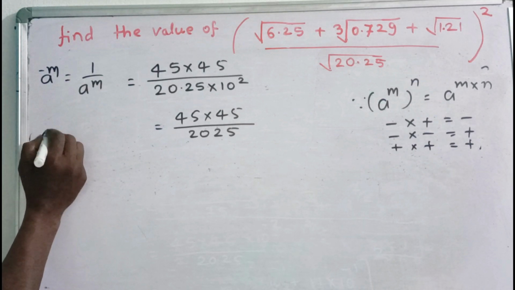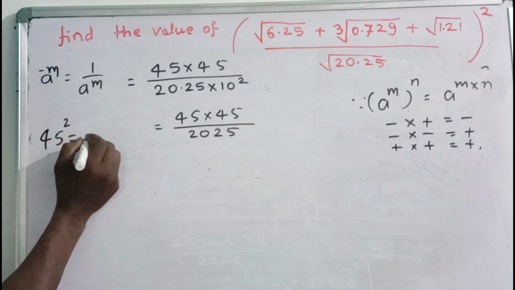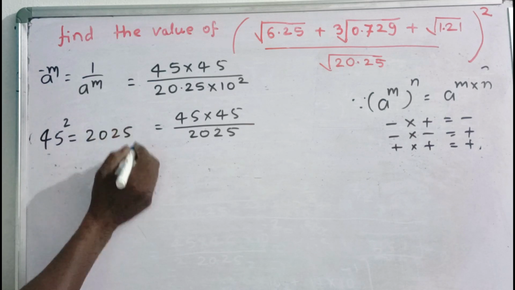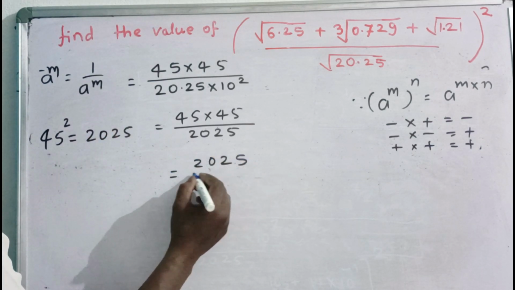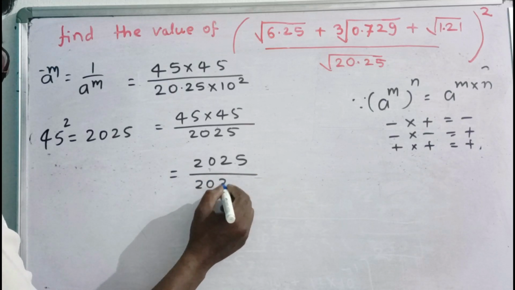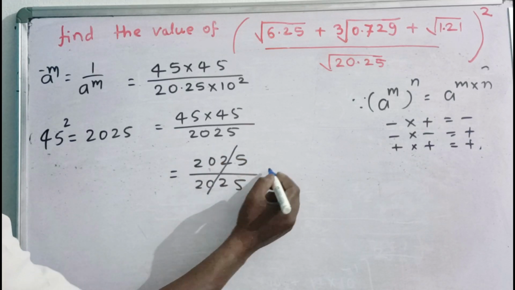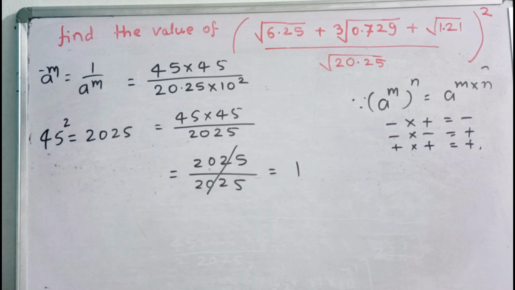The 45 square is nothing but 20.25. So 20.25 divided by 20.25, these get cancelled here. The value is 1. Very interesting problem.